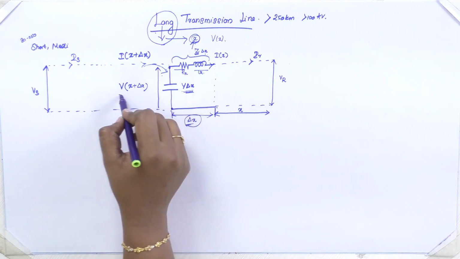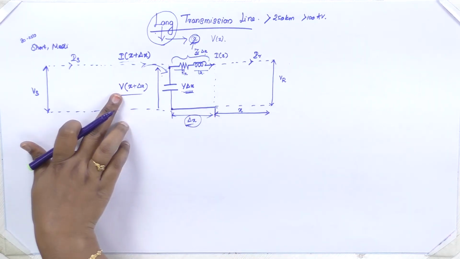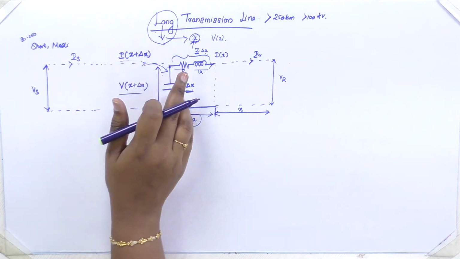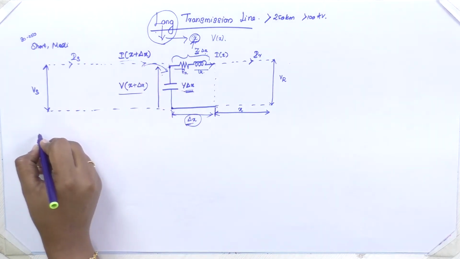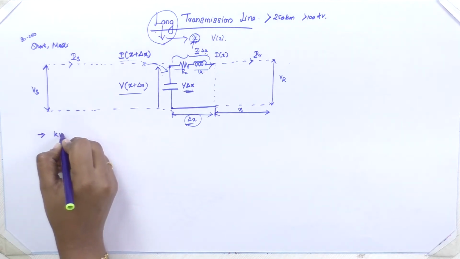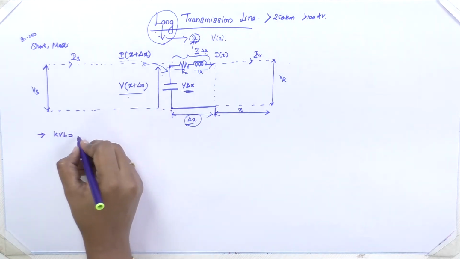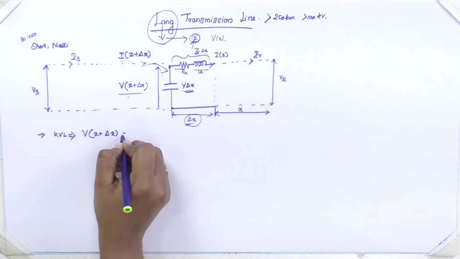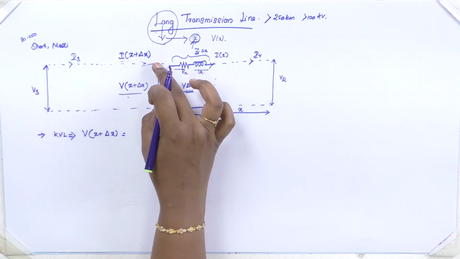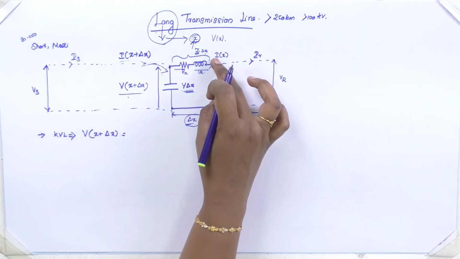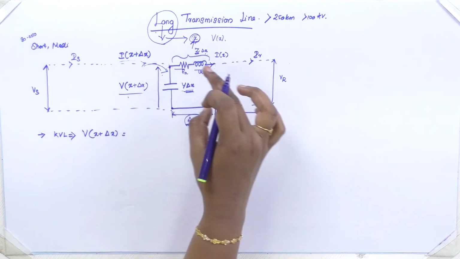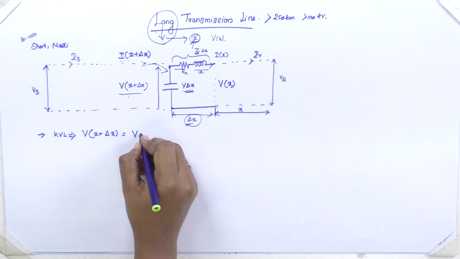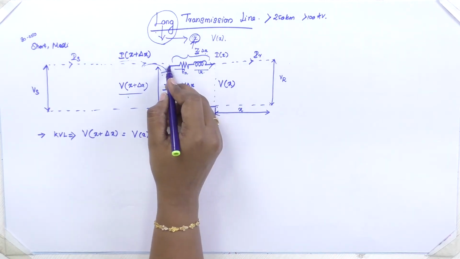Now we are going for the voltage and current values. The voltage is at x plus del x. So similarly, the current will be I of x plus del x. So the first step we are going to do is the KVL. So KVL at this point: V of x plus del x is equal to, I have to know what it is, if this is V at x plus del x, what is this voltage? That is V of x. So V of x, what is the current flowing here?